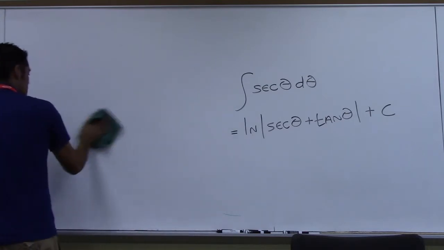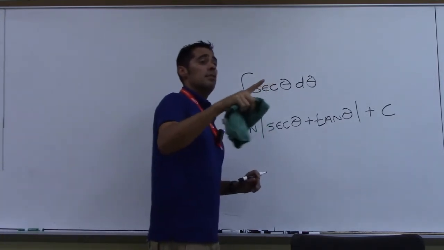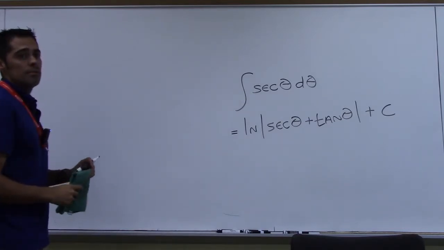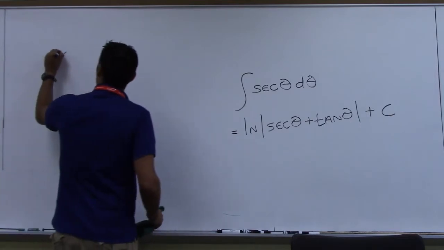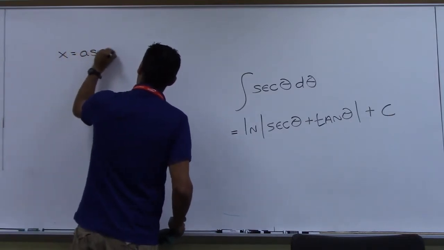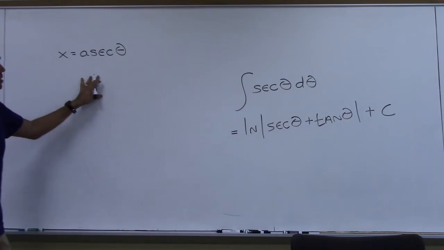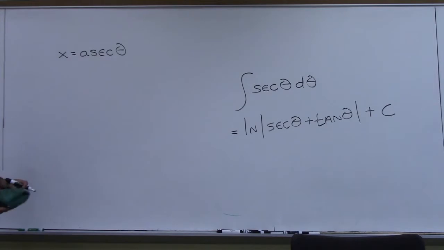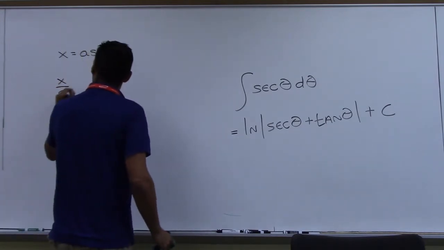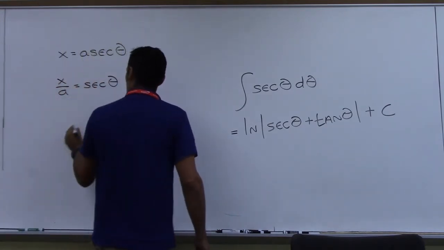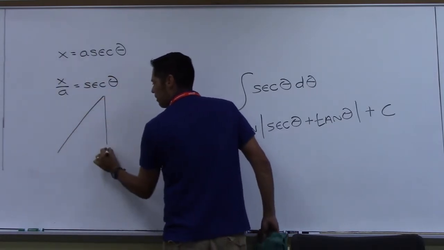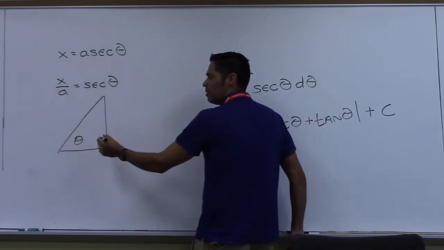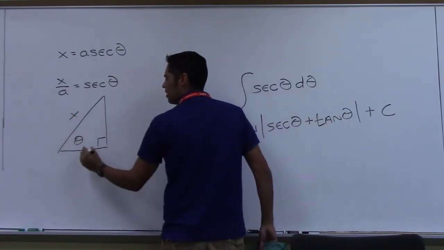Okay, so I'm still at this table. What is the information I'm going to use to draw my triangle? What equation do I use? X equals A secant theta. X is A secant theta, which was the original substitution, right? That's what you used to construct it. And then keep going. Divide by A. Right triangle time. Hypotenuse over adjacent. So the hypotenuse, I should label it what? X, and the adjacent A.